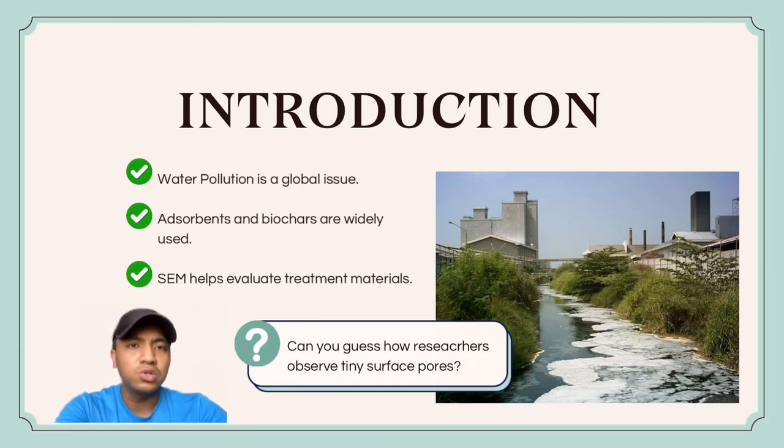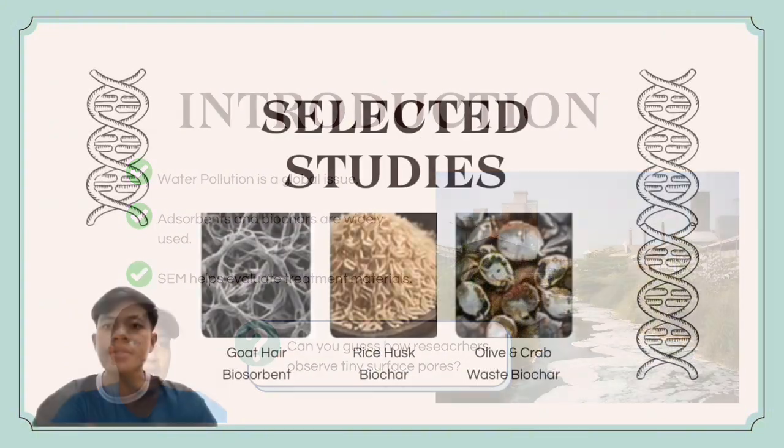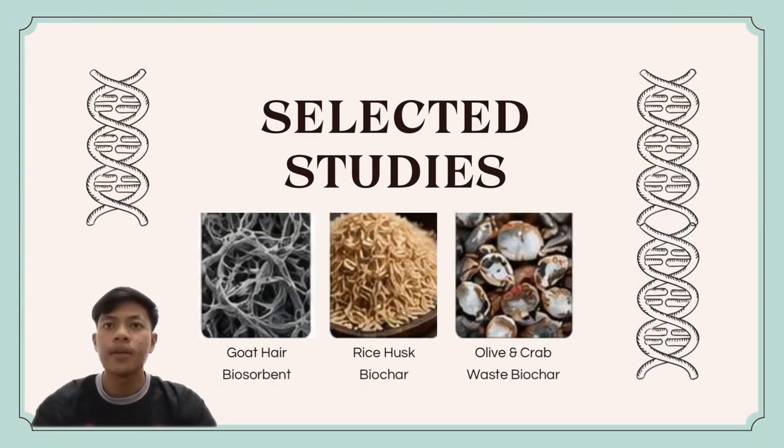SEM is widely used to study the surface morphology and structural characteristics of materials such as bioabsorbents and biochars. Through SEM analysis, researchers can observe surface changes, porosity, and structural properties that influence pollutant removal efficiency. In this presentation, we will discuss the sampling process, sample preparation, SEM analysis technique, data analysis, and conclusion based on 3 selected journal articles. Next, I will explain the sampling process as in the selected study.